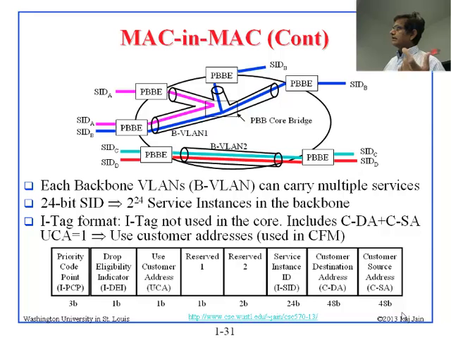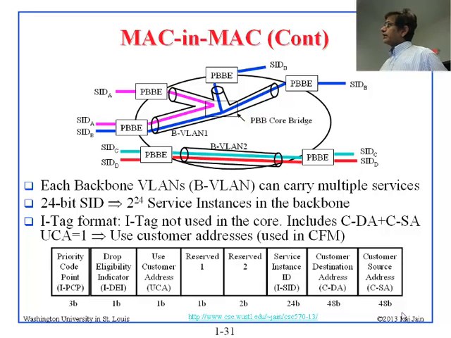Okay, and this is generally used only in CFM. So when you want to do connectivity fault management, then you want to check how far your trace route is going, or how far your ping is going. You can use that bit set, and it will go to that part, customer address as well.